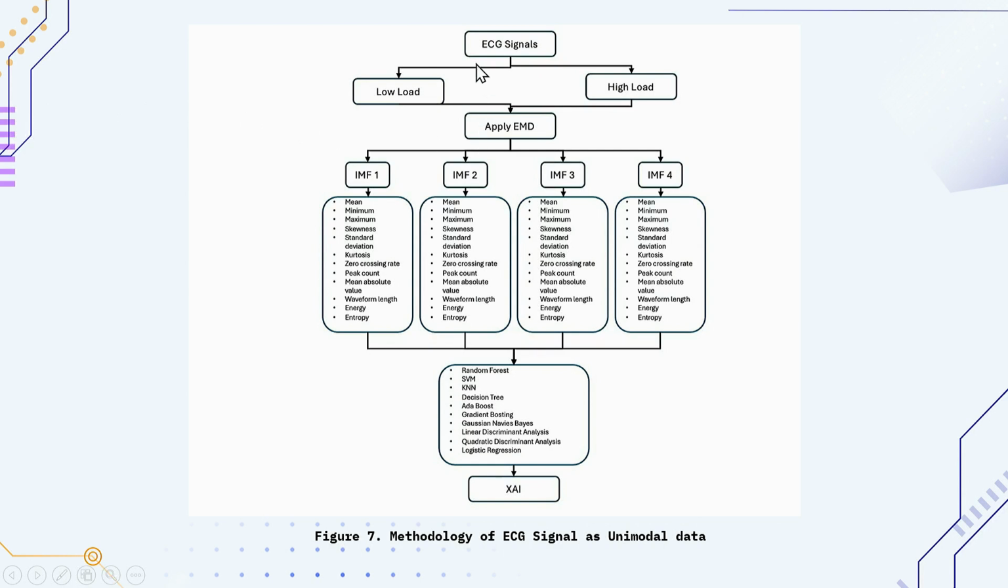If I have an ECG signal, I have it on low load and high load. Then on these loads we apply EMD. We decompose them into 4 IMFs. For each IMF we have applied 12 features. Then we concatenate all the features we have extracted from the IMFs. Then we apply classifiers on it, and whichever classifier received the highest accuracy, I have applied XAI on that. For this study, random forest received the maximum accuracy, so I have applied XAI only on random forest.